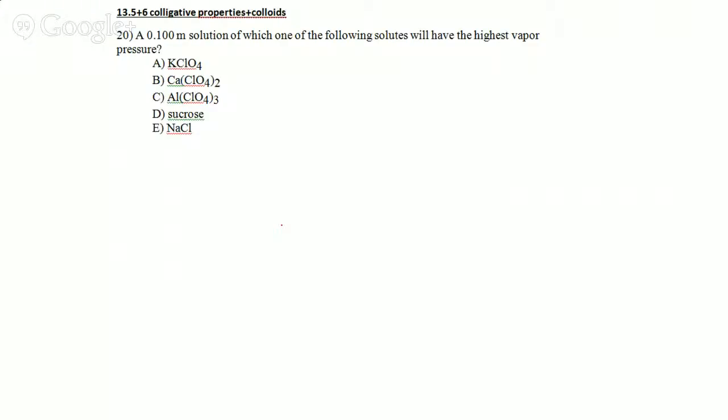Mr. Donahue here with some 13.5 and 6 problems, colligative properties, and colloids. All right, so looking at the first question, it says a 0.1 mole solution of which one of the following solutes will have the highest vapor pressure?